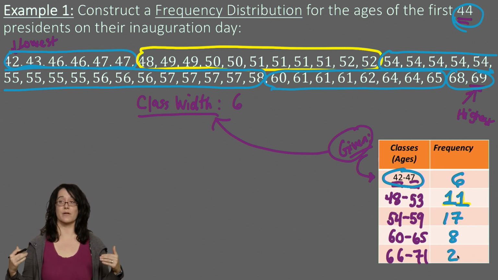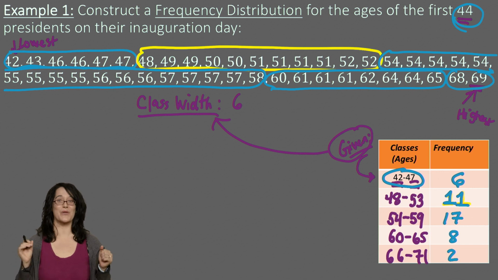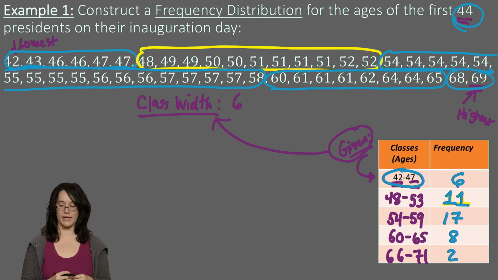So when I add up here, 2 plus 8, you get 10. 10 plus 17, 27, plus 11, plus 6. Do you end up with 44? If so, you have taken care of everybody, okay? So you want to make sure that you do account for every single item in your data set.